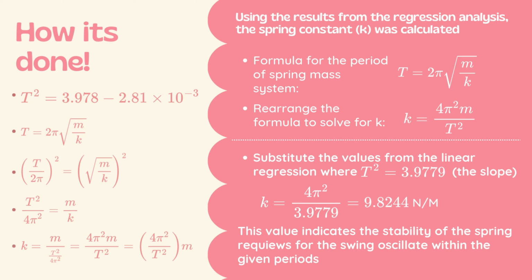Our 4 pi squared divided by our t squared is equal to our slope, and our slope was 3.978. So that means if we have 4 pi squared over our slope, that will be our spring constant. So k equals 4 pi squared divided by 3.9779, which is equal to 9.8244 newtons per m.